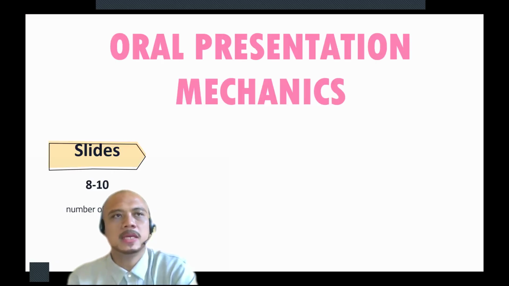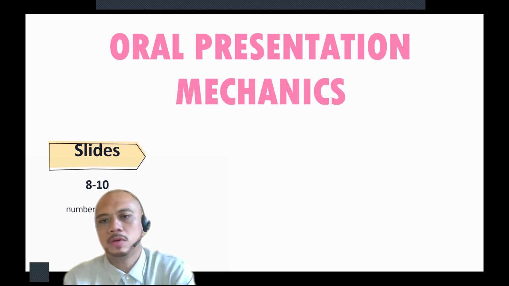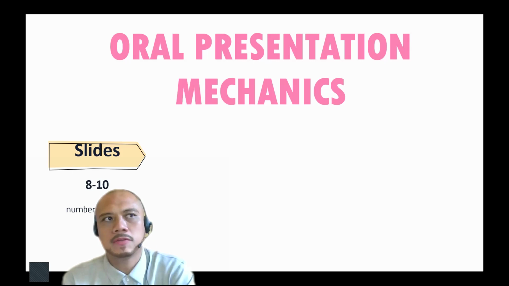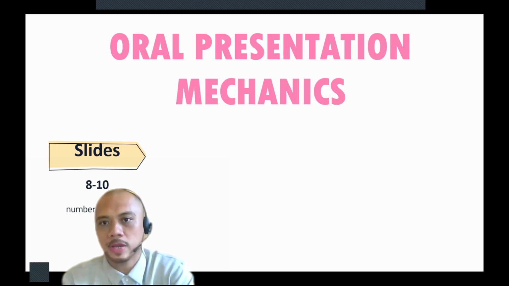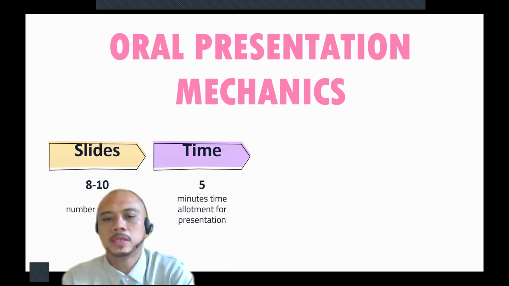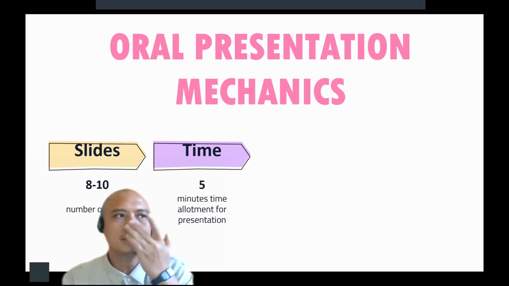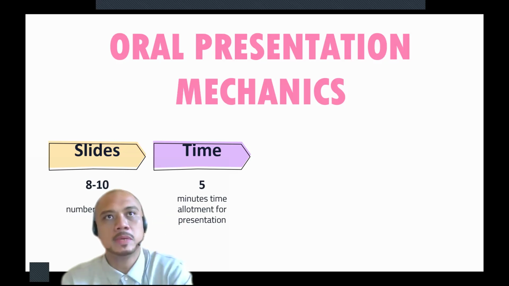For the mechanics, ideally, you would go from 8 to 10 slides. This is not just for us, but quite common for the division and of course for other institutions also asking for presentations. They do not want you to have a lot of slides. So 8 to 10, and make sure with that 8 to 10, you're able to deliver the story of what you want to deliver. Time, yes, we will keep 5 minutes time allotment for presentation. Normally, we would have 5 to 7 minutes.